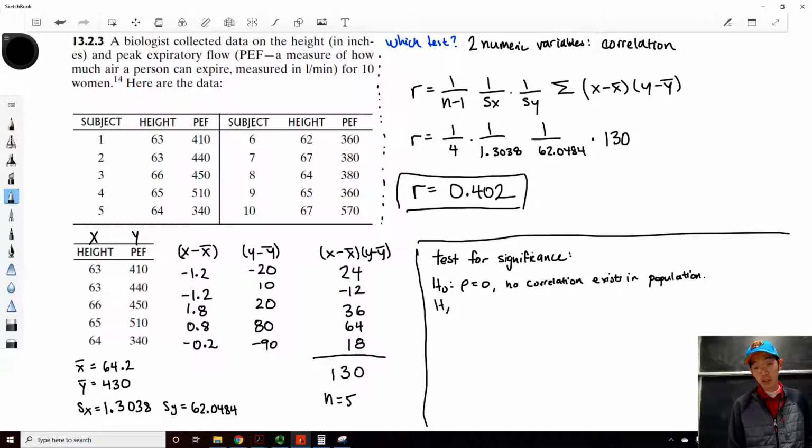And then the alternative, maybe we'll say rho is greater than 0, right? We expect taller people to have bigger lungs. I think that's a reasonable alternative. We expect there to be positive correlation. We'll say there is positive correlation.